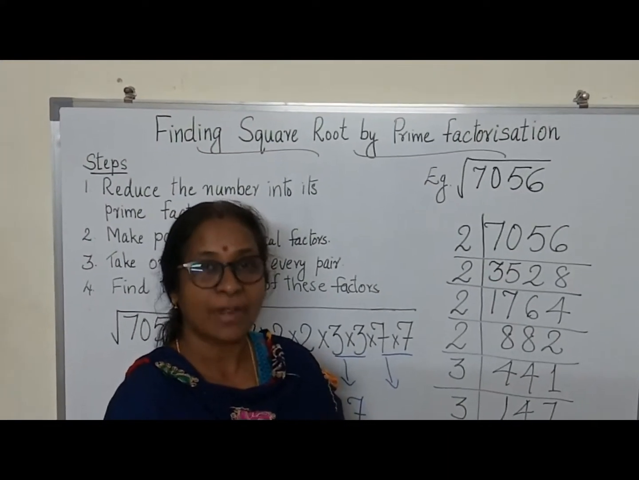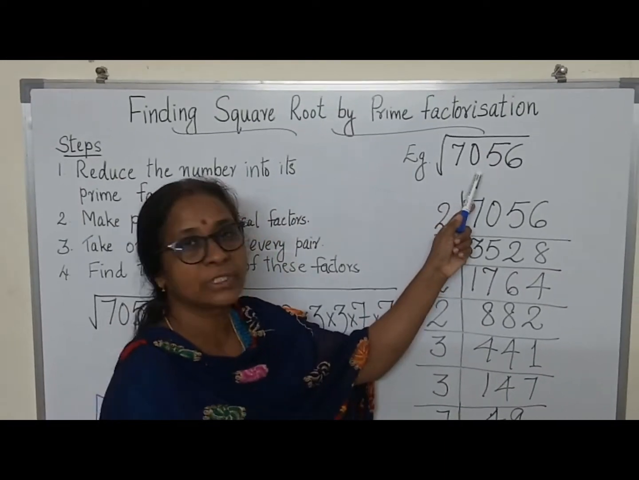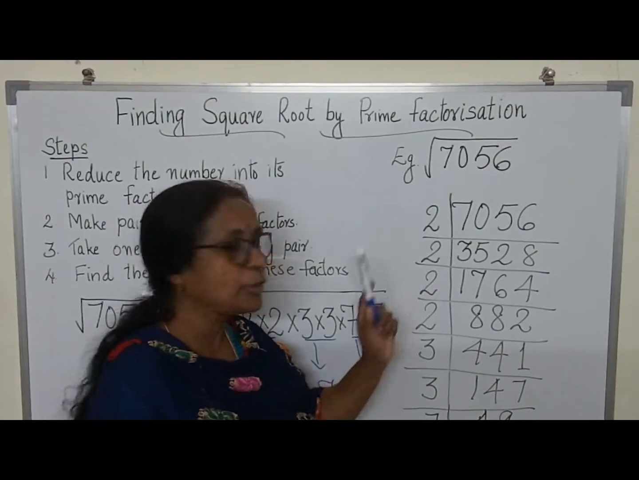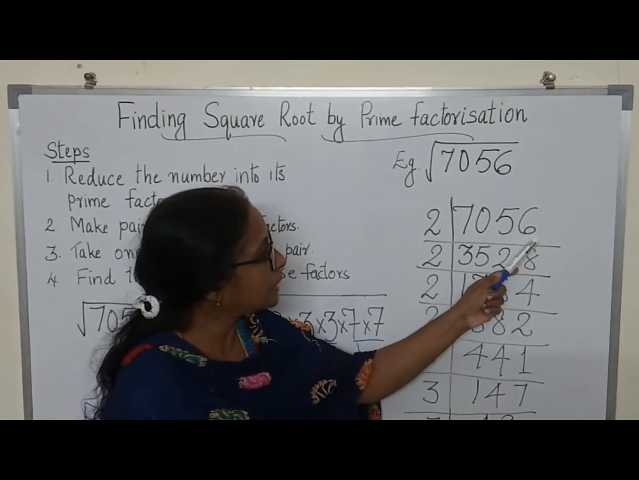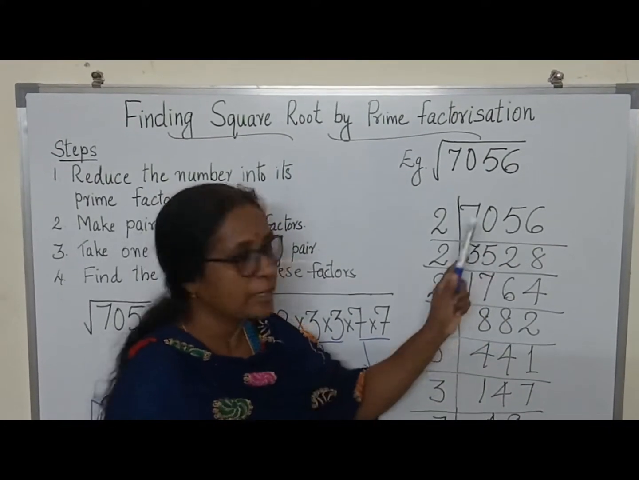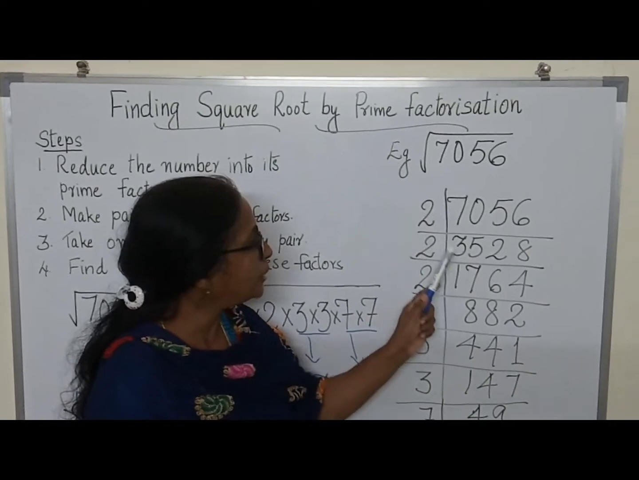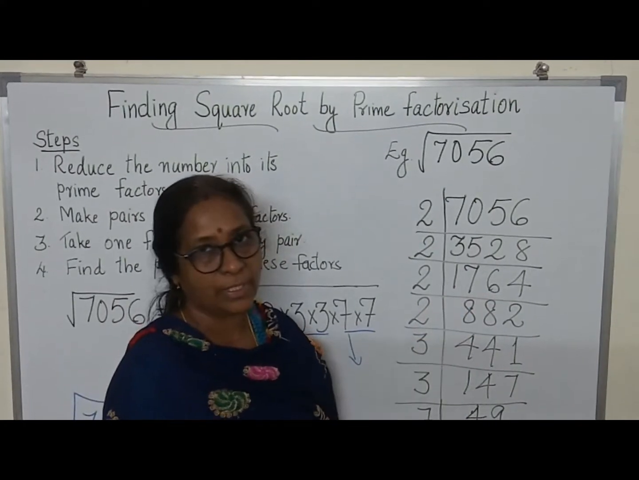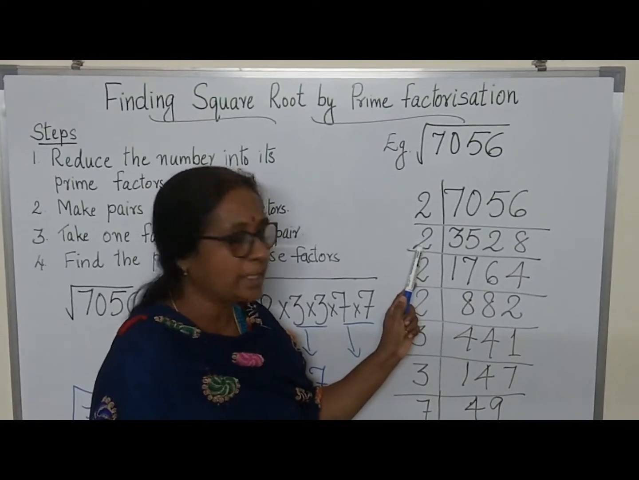Now let us see one more example. Square root of 7056. First reduce it into prime factors. Check whether this number is divisible by 2 or not. This is an even number, so you can divide by 2. When you divide by 2, we get 3528. Again, it is an even number, so again you divide by 2.